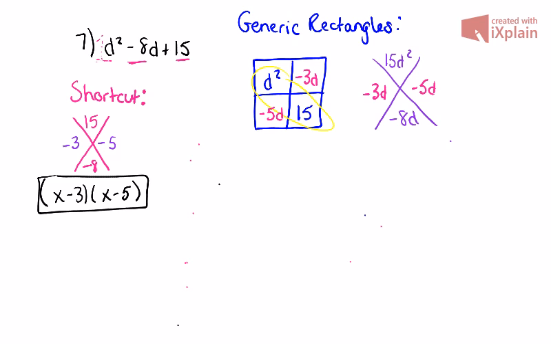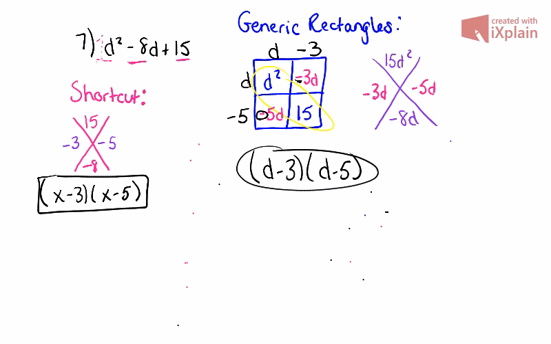So, if I look at a GCF of my first column here, you'll see that that's just d. GCF of my second column is negative 3. Again, pull out the negative if it's closest to you. GCF of my first row is d. And GCF of my second row is negative 5. Again, pull out that negative if it's closest to you. So, my two factors here are d minus 3 and d minus 5. And I suppose these should have been d's over here. I apologize. So there's two methods for doing number 7.